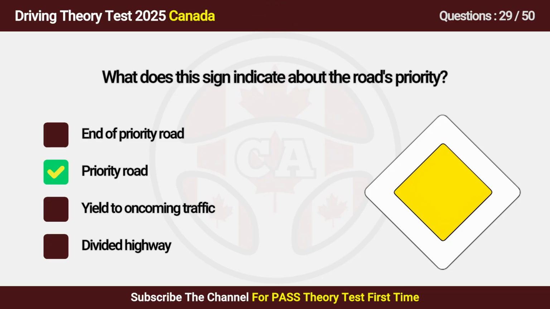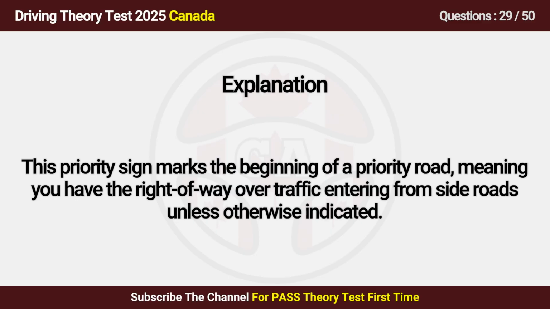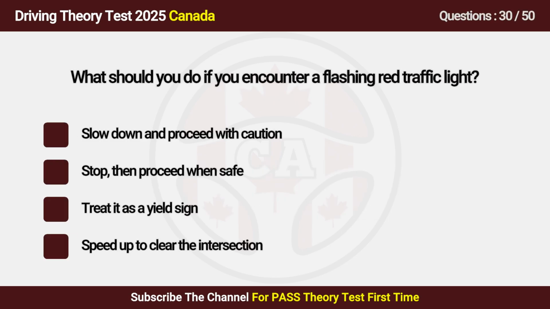Answer is B. Priority road. This priority sign marks the beginning of a priority road, meaning you have the right of way over traffic entering from side roads unless otherwise indicated. Question 30. What should you do if you encounter a flashing red traffic light?